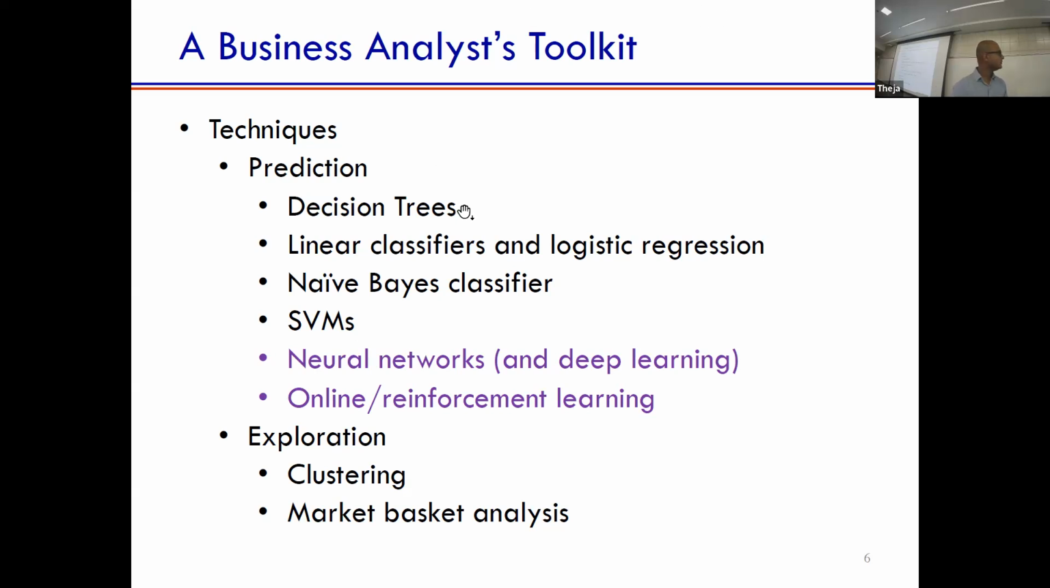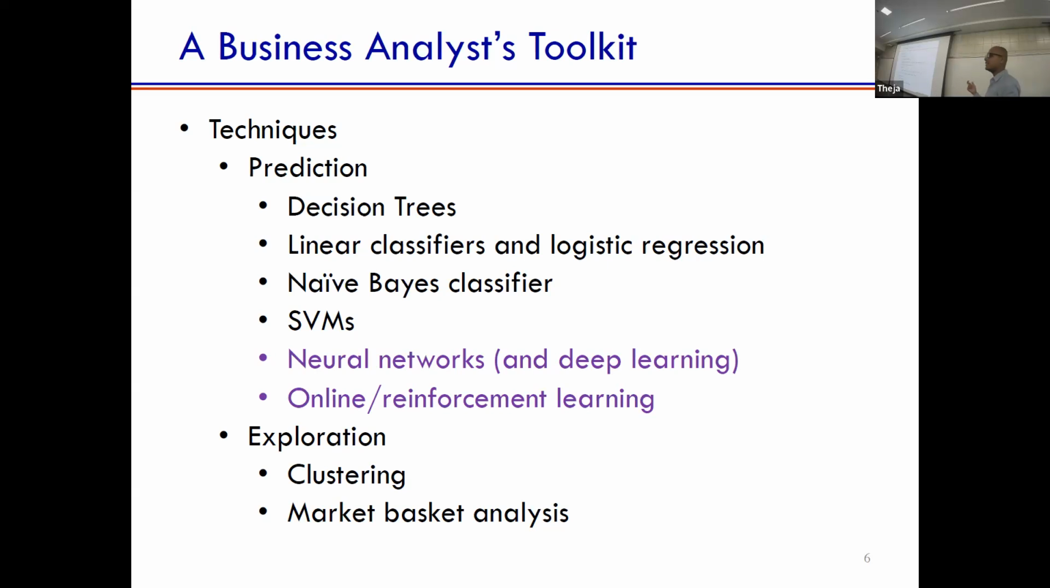On the prediction side, there are many tools. Here are a few names that some of you may remember from your previous courses. And the two things that we'll add to this list are neural networks and online and reinforcement learning. Now, why does online and reinforcement learning come under prediction? It's because it's not just about decision making.